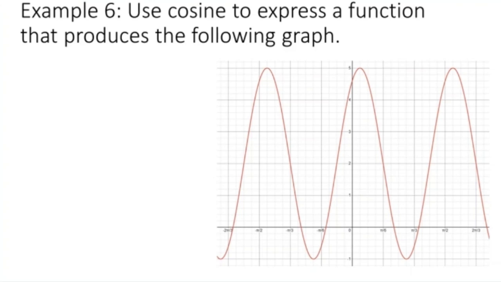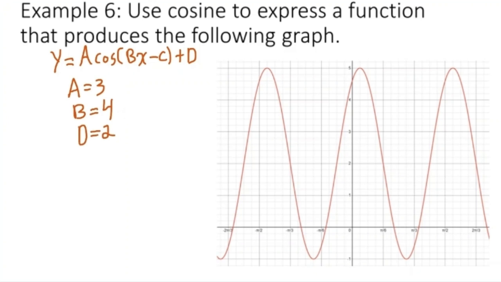Now we're going to use cosine to express the function that will produce the same graph that we saw in example 5. The only thing that's changing in our goal is that instead of writing sine, we're just going to put cosine. So our equation we want in the form of a cosine of b of x minus c plus d. If you recall our work from prior, our values of a, b, and d did not depend on whether we were working with sine or cosine. So we can use the same values as before: a equal to 3, b equal to 4, and d equal to 2.